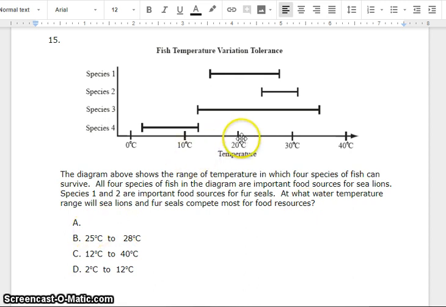B, from 25 to 28. C, from 12 to 40. Or D, from 2 to 12. So we have sea lions eat all 4. Fur seals just eat 1 and 2. At which of these temperatures will they compete for the food?